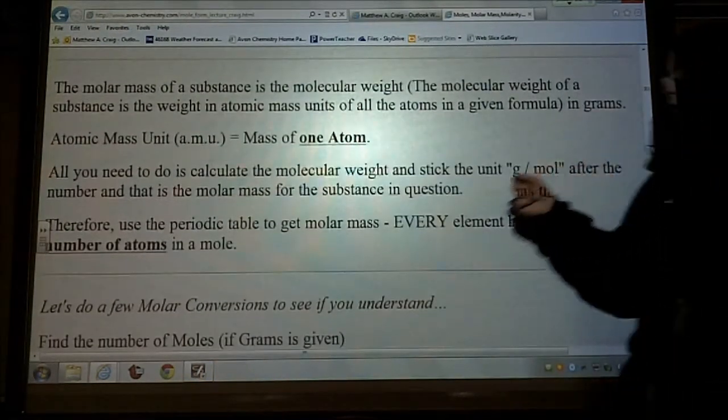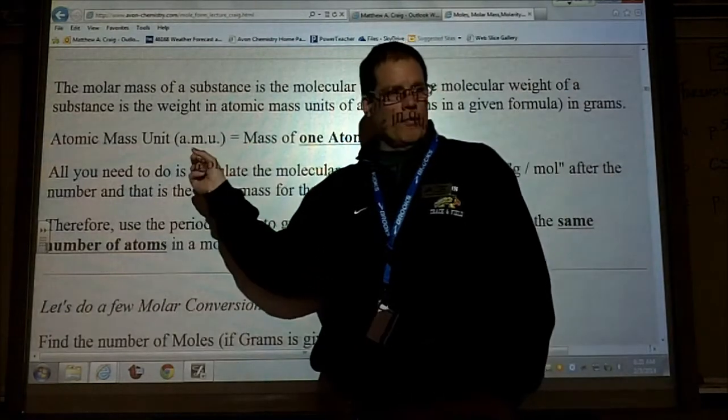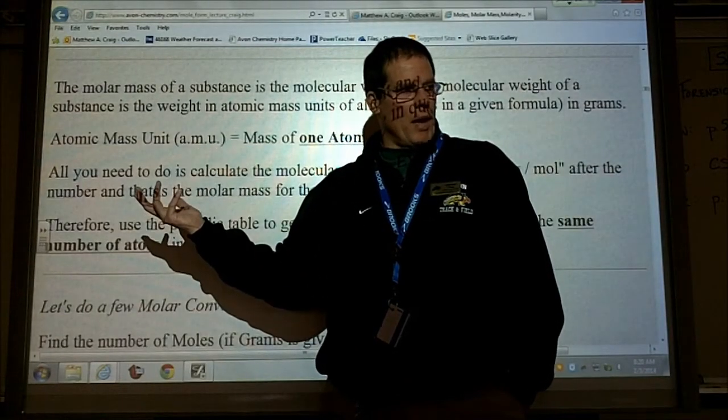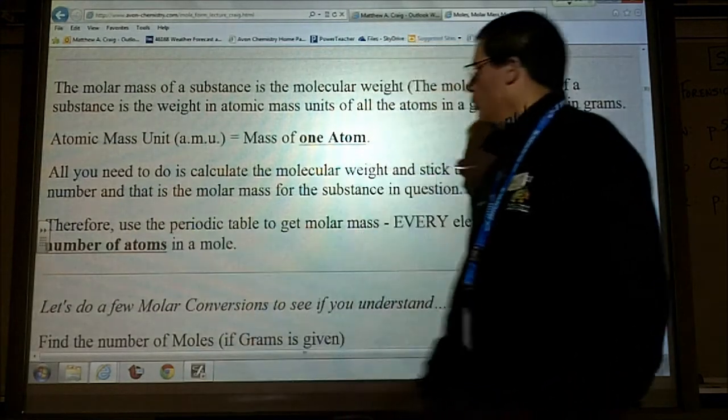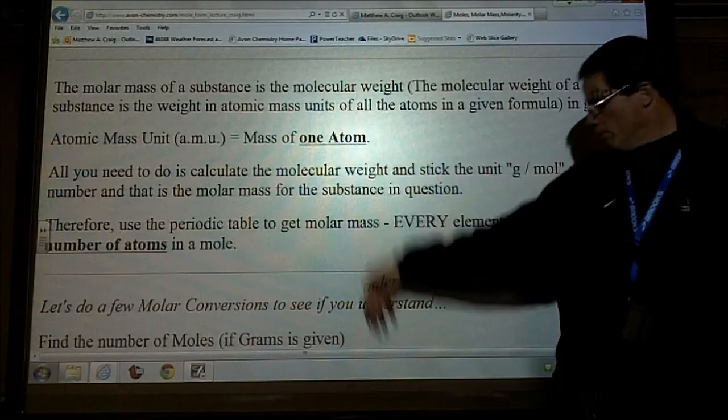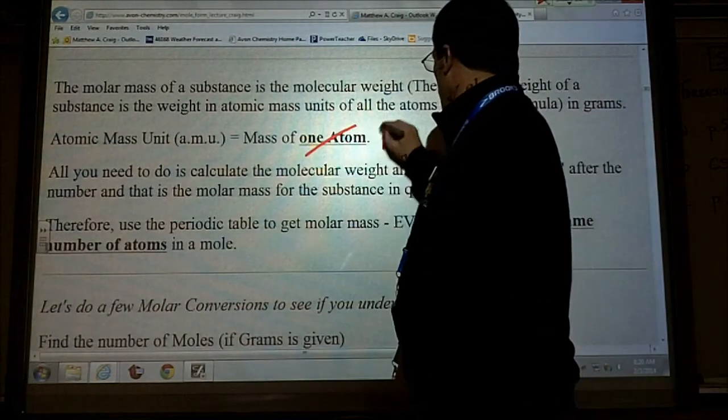You'll hear me refer to this unit, AMU. It's an atomic mass unit. Don't get overly excited about it. It's actually the same mass as a proton. So that should say proton, not one atom. Proton.